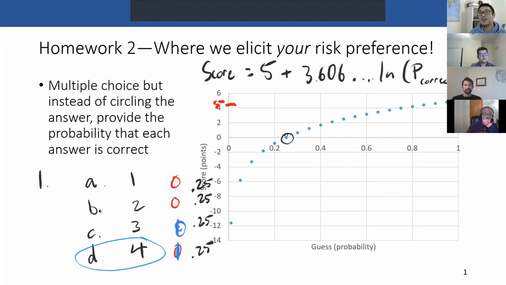The questions themselves are actually going to be slightly ambiguous. And so sometimes the answer may not be entirely obvious, and that's part of the impetus of this homework, is to see how you factor your risk into making that decision.